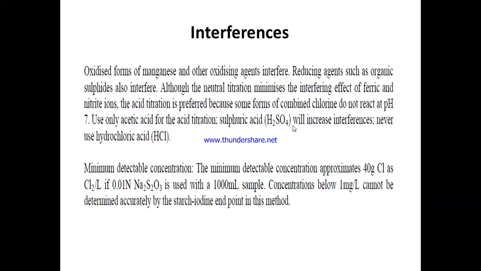Minimum detectable concentration is approximately 40 microgram of chlorine as Cl2 per liter if 0.01 normality Na2S2O3 is used with a 1000 ml sample. Concentrations below 1 mg per liter cannot be determined accurately by the starch iodide endpoint in this method. If the concentration of chlorine is below 1 mg per liter, then it is very difficult to determine by this starch iodine method.